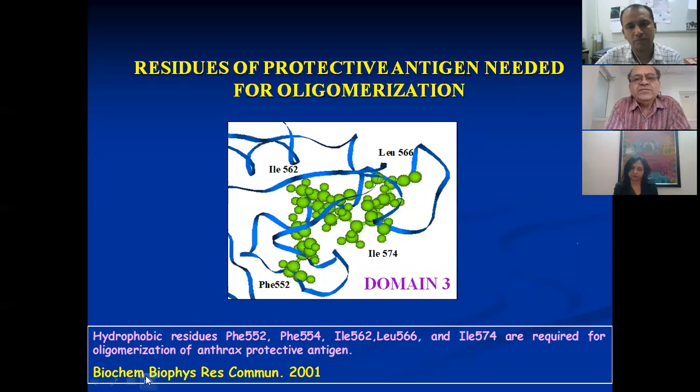Similarly, domain 3, which is involved in oligomerization of the protective antigen, these 4 amino acids, phenylalanine, isoleucine, leucine, and again isoleucine, if they are changed to alanine, you can safely add to the vaccine.